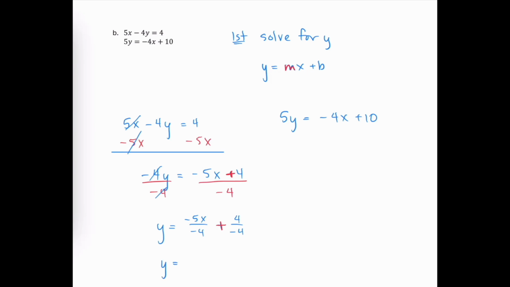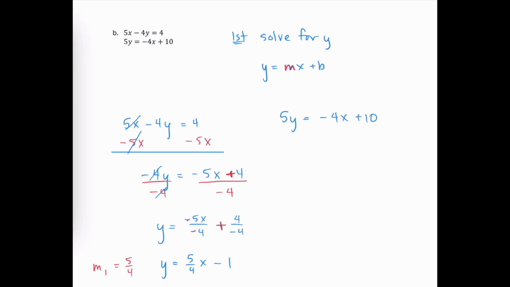So in this first fraction, only the negatives cancel, so we end up with 5/4 x, or 5x over 4. I'm going to write it as 5/4 x so that it's easier to see the slope. And then plus this -1 is going to be -1. So the slope of this first line is the coefficient of the x term, or 5/4.